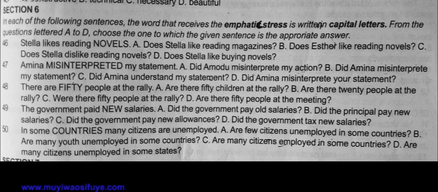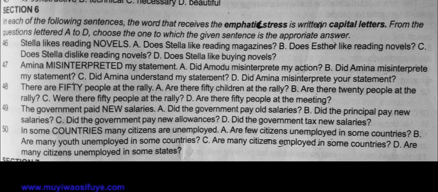Now for option A. Are there 50 children at the rally? The statement is talking about people, and option A is talking about children. And the fact that 50 is there, so that cancels that. Now for option B. Are there 20 people at the rally? No. There are 50 people at the rally. So that answers the question. Option B is the correct answer to that question.